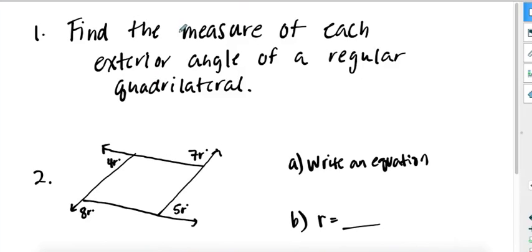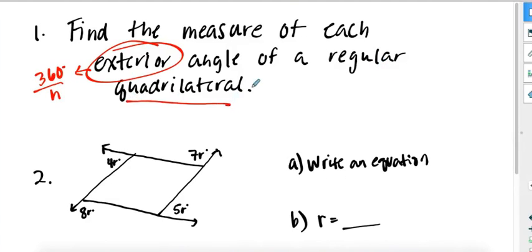Okay, so you should circle here. Now we're moving on to exterior angles. And the sum of exterior angles is always 360 degrees, okay? And we're finding each exterior angle, so we're going to end up dividing it by the number of sides. Well, it's a regular quadrilateral. Quadrilateral means 4 sides. So we take 360, we divide it by 4, and each exterior angle is going to be 90 degrees.